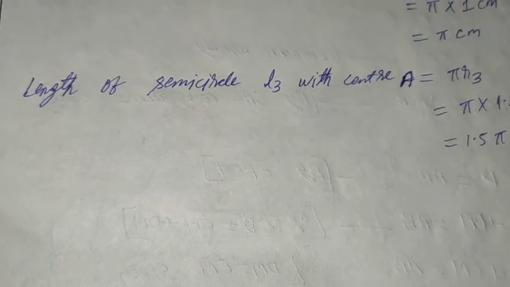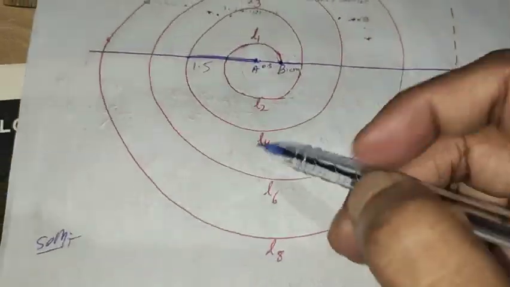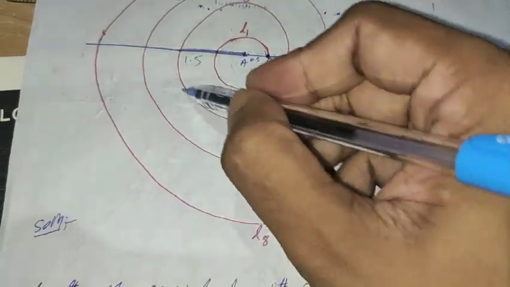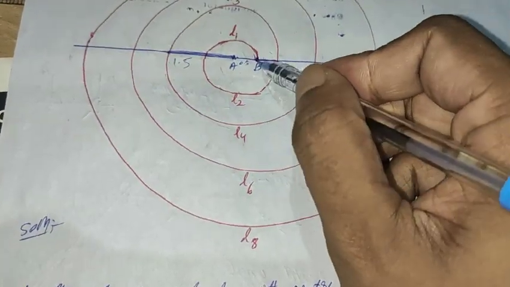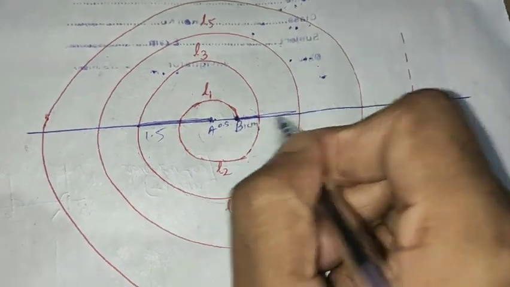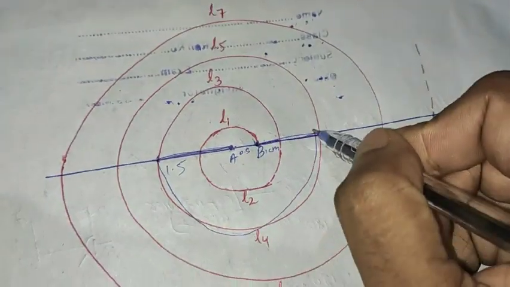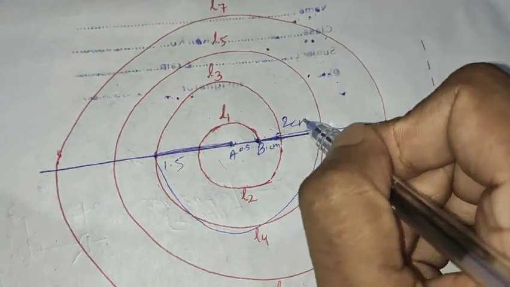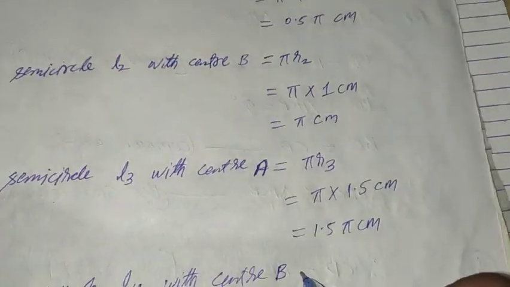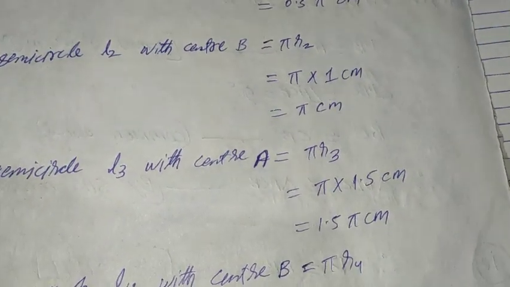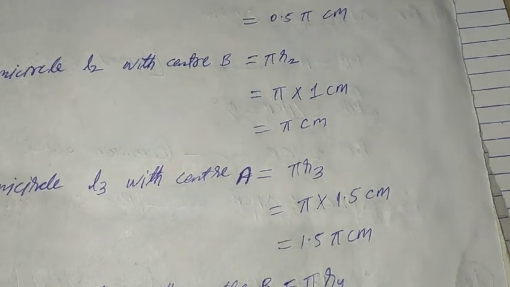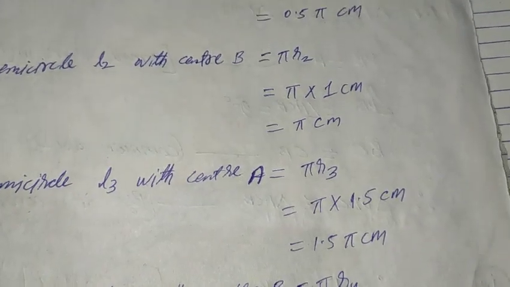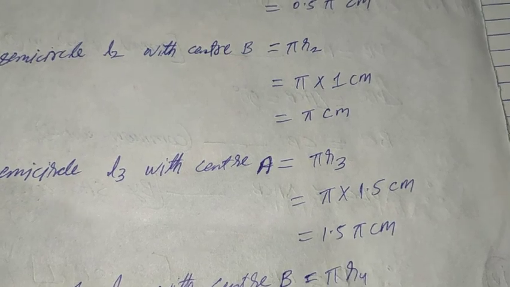Likewise find the length of semicircle L4 with center B. Now this one is the L4 semicircle, right? The center is B, and the radius of the semicircle is 2 centimeter. It is increasing by 0.5. So pi into r4 radius, pi into 2 centimeter is equal to 2 pi centimeter.